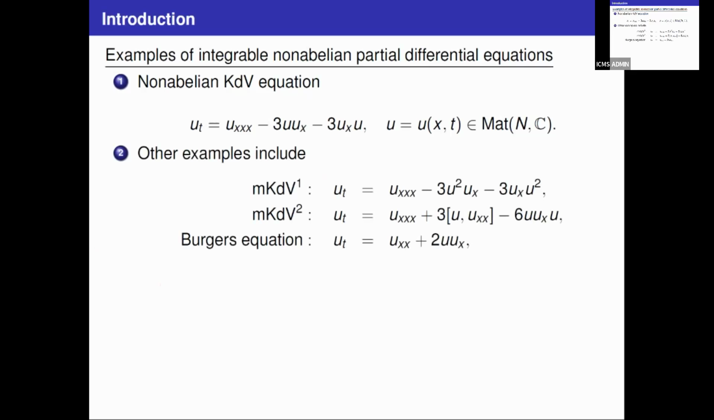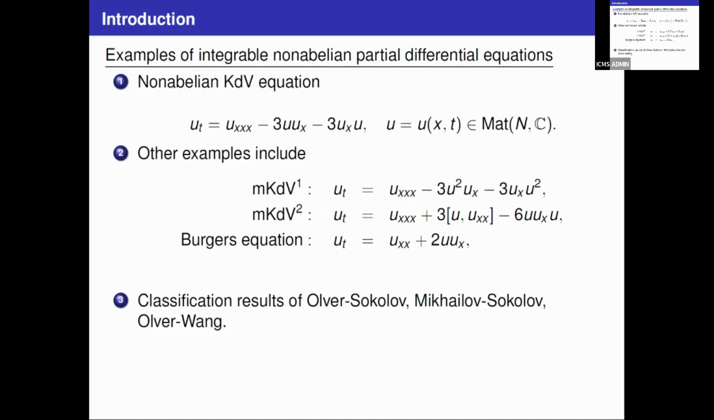This is the non-abelian Burgers equation. By the way, there are two different versions of it. So this is one of them. You can interchange u_x and u. Other famous classification results: first of all, Olver and Sokolov wrote quite a few examples of such equations, Hamiltonian structures, etc.